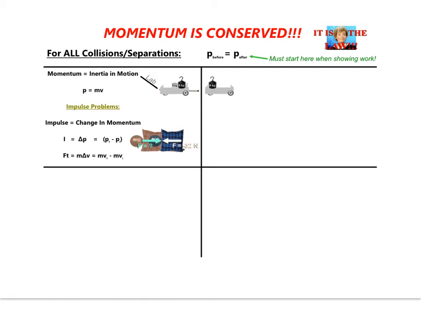Now, the first type of problem that we're going to talk about is impulse problems. I tell my students that the second you see force or time in this chapter, we know immediately that we have to use our impulse equations. And that impulse equation is, of course, just equal to force times time, but it's also equal to change in momentum. The change in momentum is always going to be the final momentum minus the initial momentum.